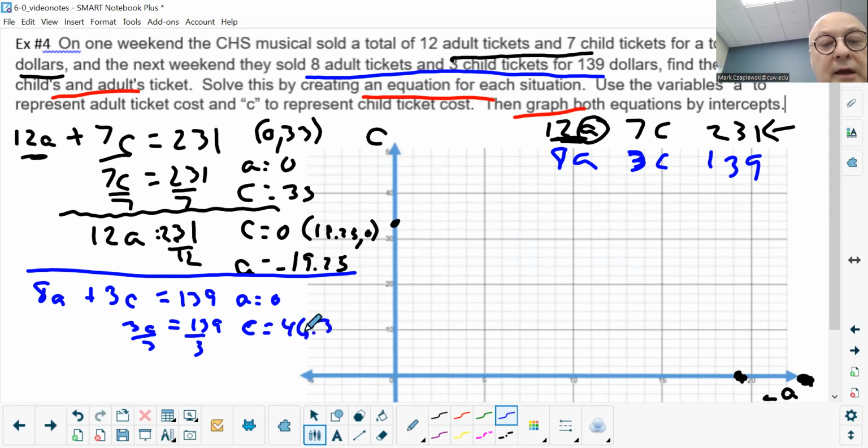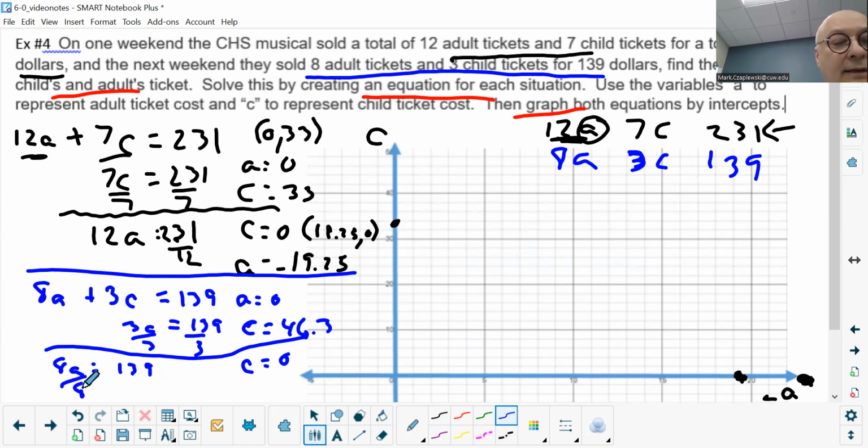And then I do a separate problem again, and you put C equals 0. So that wipes out my C. I get 8A equals 139. And divided by 8, divided by 8. And then 139 divided by 8 is 17.375. And that's going to be my A.